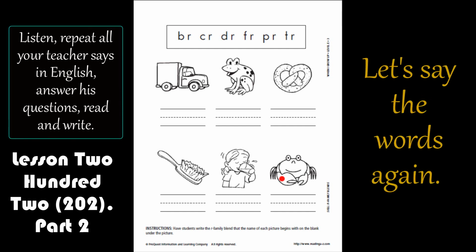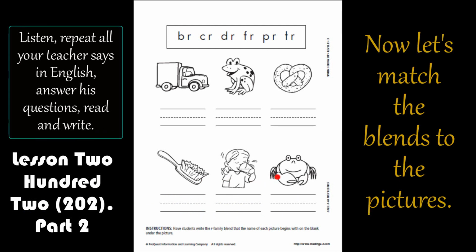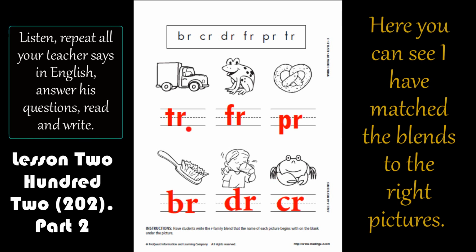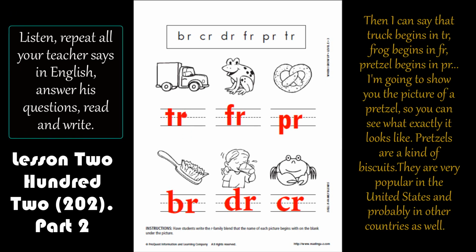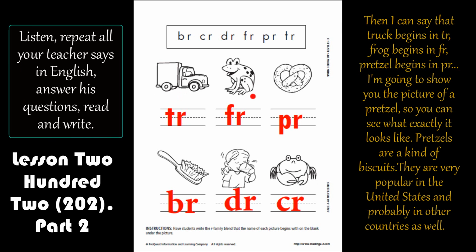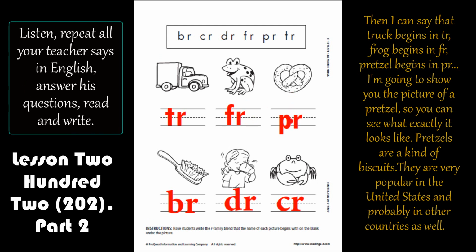Let's say the words again. Truck, frog, pretzel, brush, drink, and crab. Now let's match the blends to the pictures. Here you can see I have matched the blends to the right pictures. Then I can say that truck begins in TR, frog begins in FR, pretzel begins in PR.